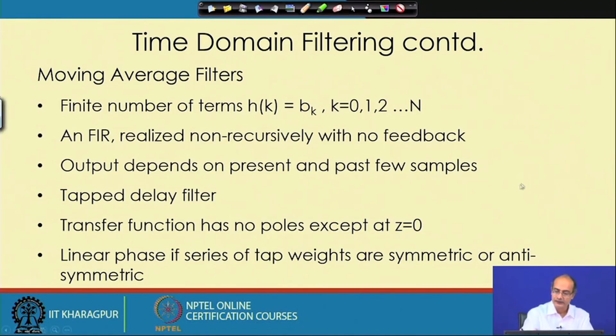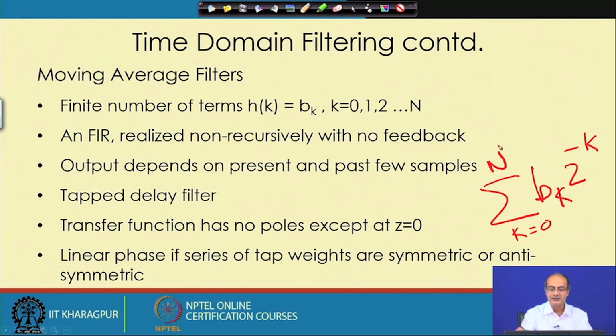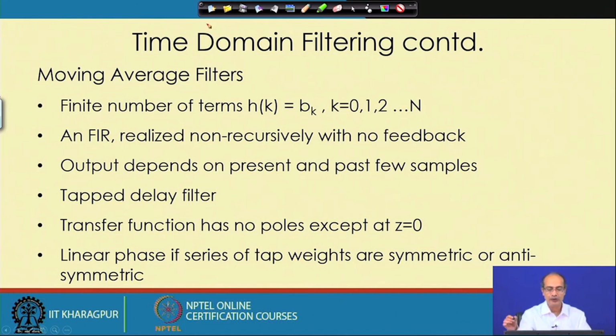The transfer function in this case we got in the form of summation of b k z to the power minus k, with k equal to 0 to n. It does not have any pole except at 0, so we need not worry about the stability of this system. And if we can choose the weights properly, that means if the weights are symmetric or antisymmetric, then we can have linear phase.